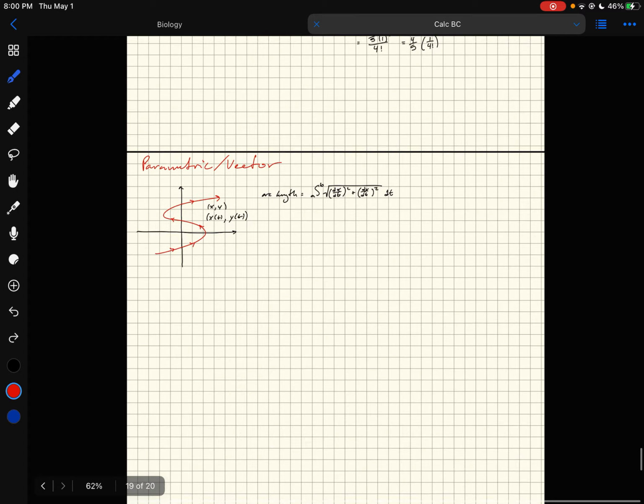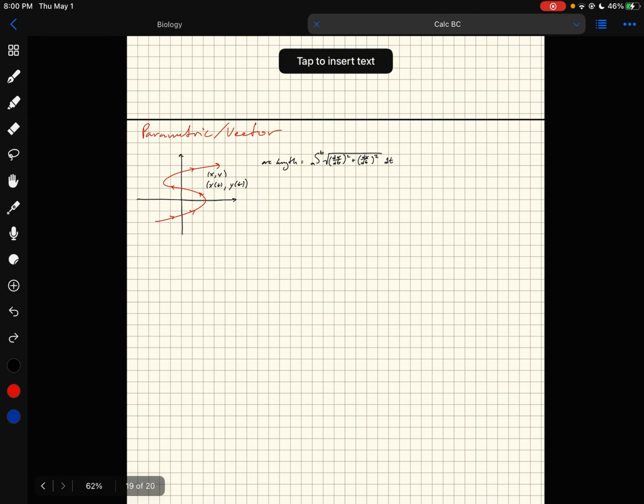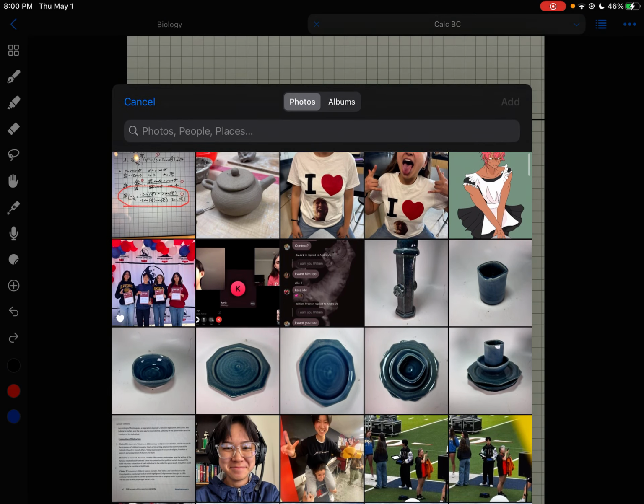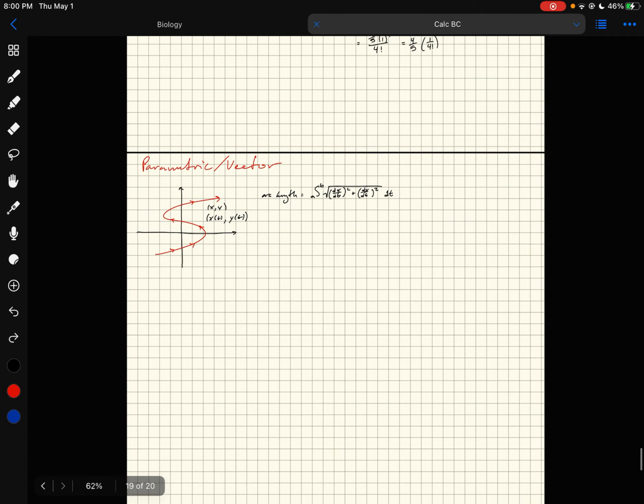Let me see if I have that. Oops, that's not what I wanted to press. Image. No, it's not there. Oh, don't mind my images.